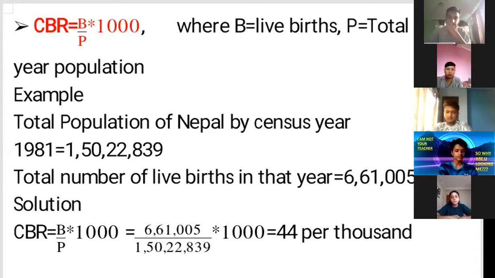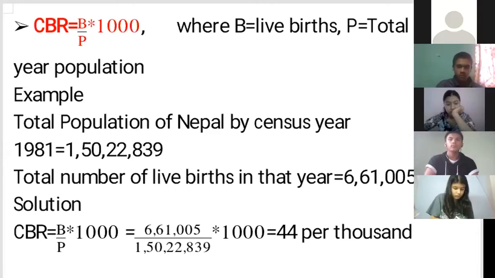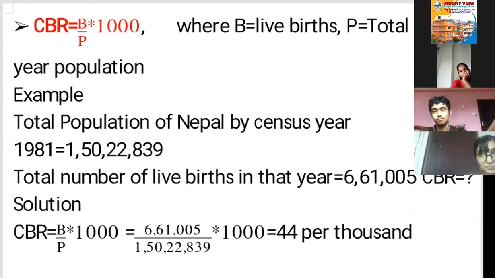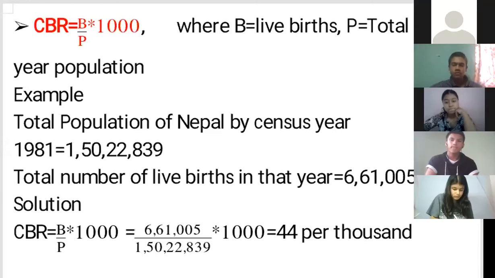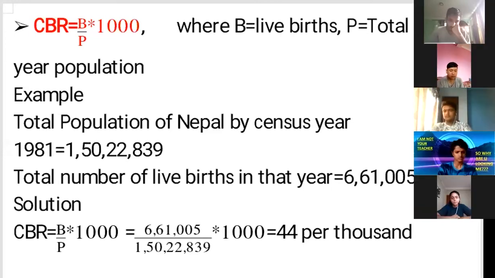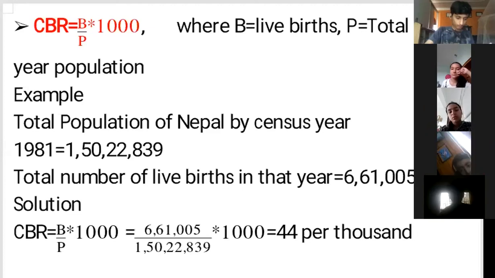And in the same year, 1981, the total number of births in that year. In that year means in the same year, 1981. You can see on the screen, 6,61,005. Now CBR equals what? The question is, CBR equals what? Right? And my dear students, to calculate CBR, there is a formula of CBR.